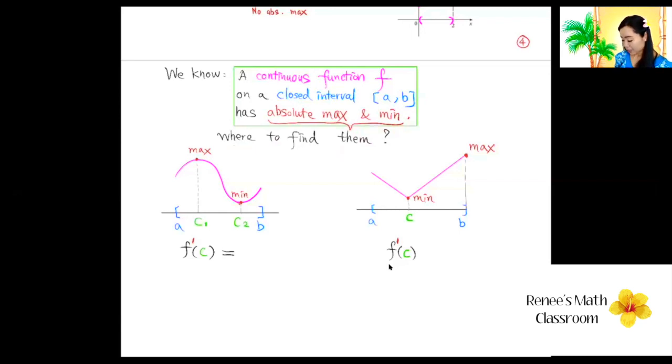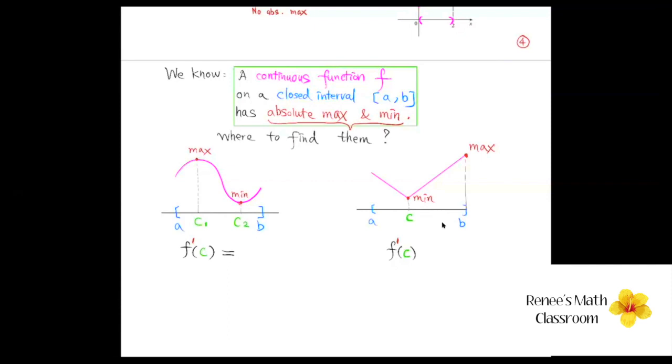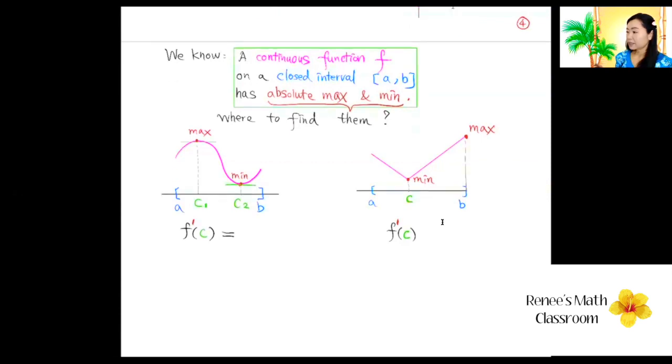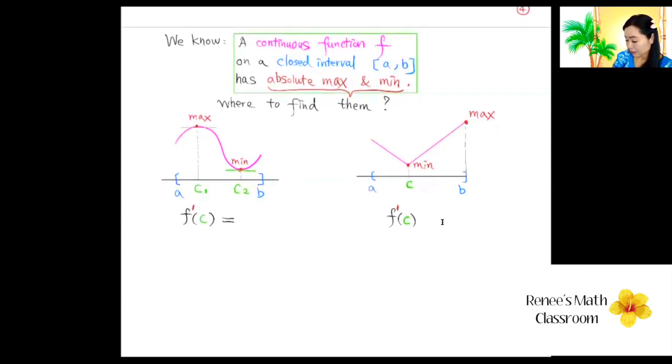So let's first think about this case and this case. This is a continuous function on this closed interval a to b. It looks like I have a maximum here and a minimum here, right? What's so special about this point and this point? What do you observe about the tangent line at these two points? They're both 0. The slope is equal to 0, right? So if I draw a tangent line, it's going to be horizontal, which means the slope is equal to 0. So f prime of c will be equal to 0 when c is c1 or c2 over here.